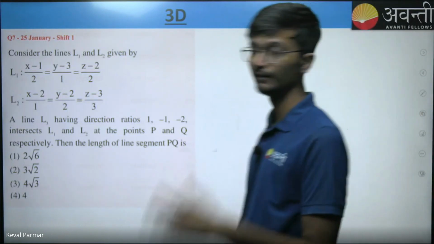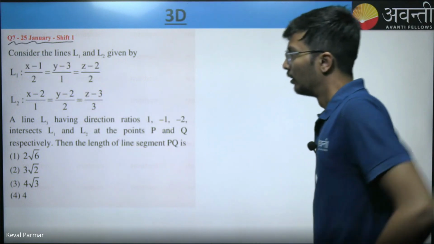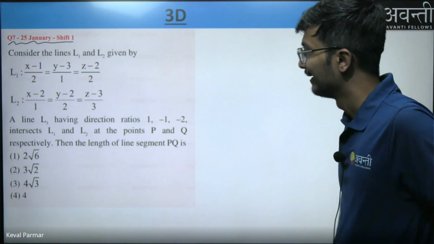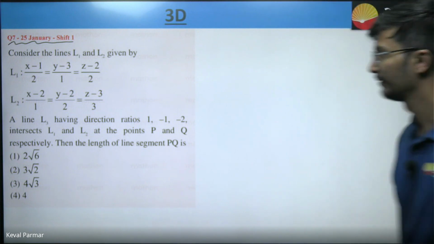Now you can see the dates also here. I have included dates in this. Yeah. So consider line L3 having direction ratios, intersecting L1 and L2 at points P and Q.